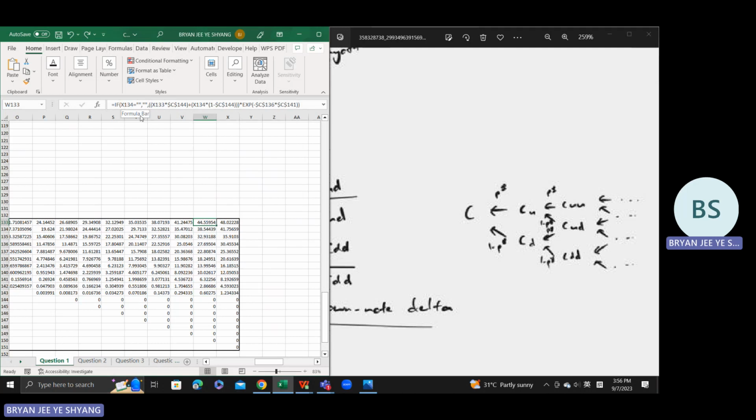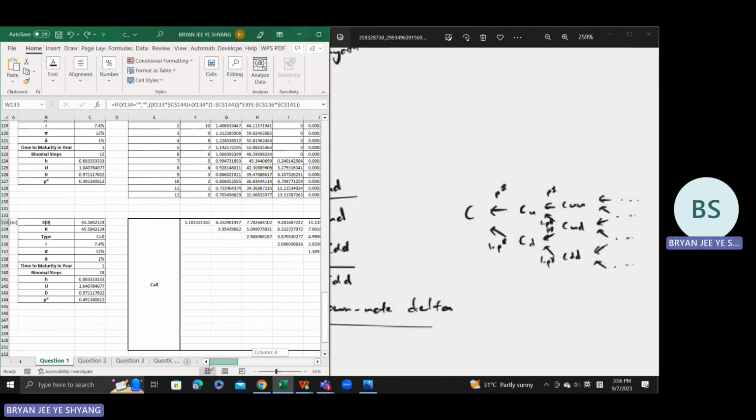So if X134 is equal to nothing, then we put nothing. Else, we put X133 times our P naught plus X134 times 1 minus P naught, and then we discount it back, which is exponential to the power of negative r times h, and we will get this value. Because this is a decline table, we need this condition here.